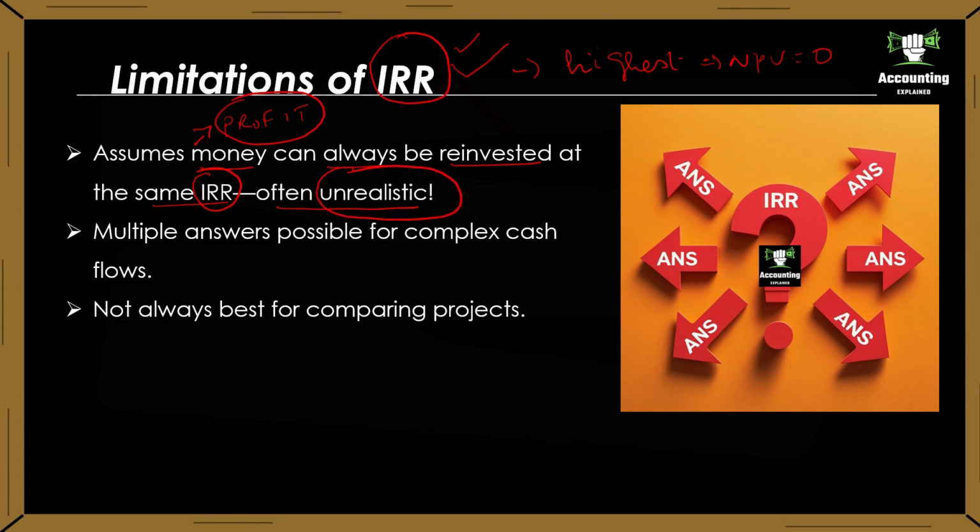Now, the next point is that multiple answers are possible for complex cash flows. When you have complex cash flows, you will get multiple answers. If you have seen our previous video, we used a formula to calculate IRR. If we had not used a formula, we would have used the trial and error method to find this discount rate of IRR, and we would have ended up with multiple answers before getting the correct discount rate where NPV is equal to 0. See, this is a very complicated method, no?